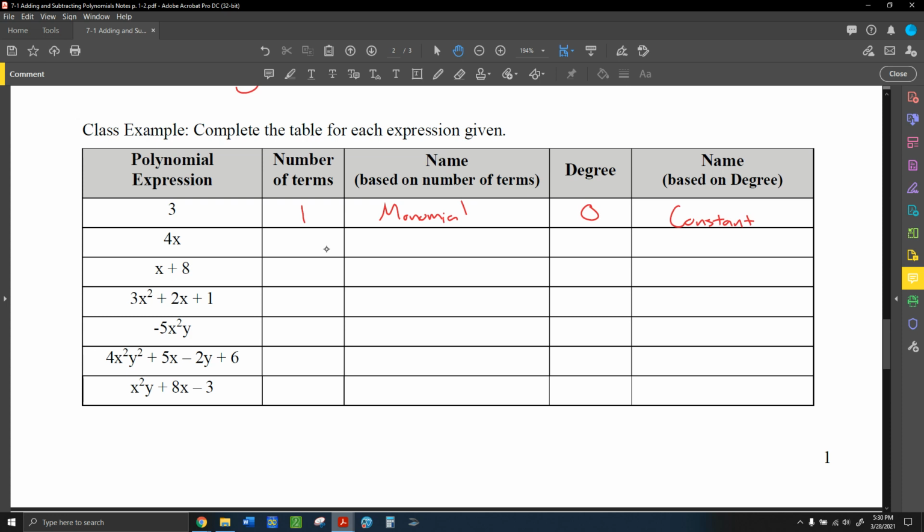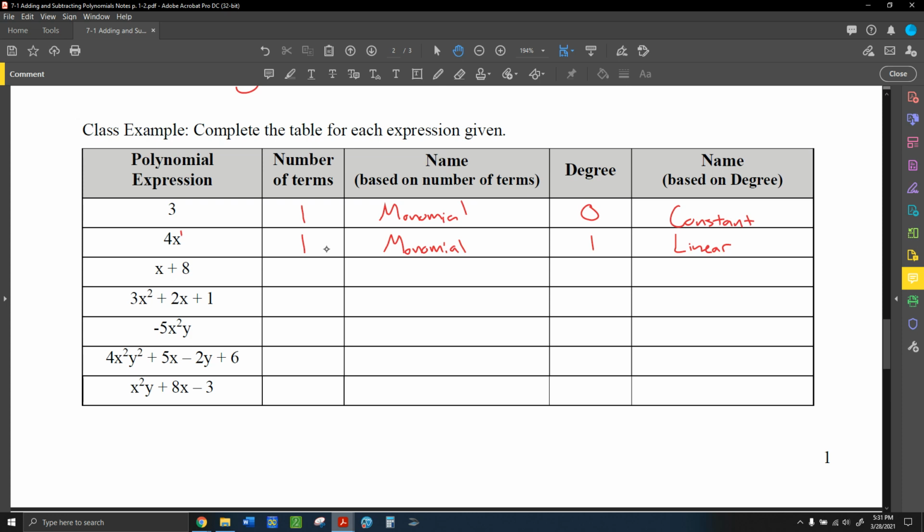Next up, 4x. Again, this is just a product of 4 and x. There's no adding or subtracting, so this has one term, a monomial. The degree in this case, we have the x is raised to the first power, so we have a first degree monomial. And we know that if we were to graph this, this is a line. Well, this is a linear monomial. So degree 1 is linear.